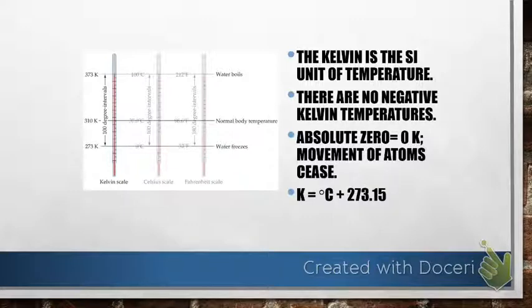And I just want to reiterate that there are never negative numbers in Kelvin temperatures because you cannot go below 0 Kelvin. 0 K is when the movement of an atom will cease. Alright, so there's never a negative number. You do encounter negative numbers between Celsius and Fahrenheit.